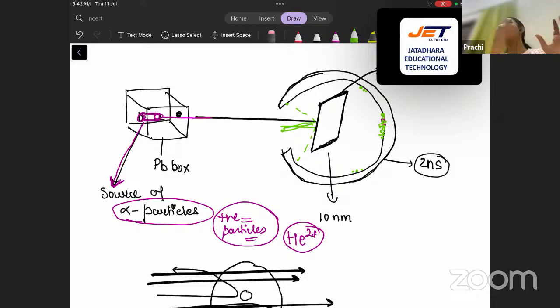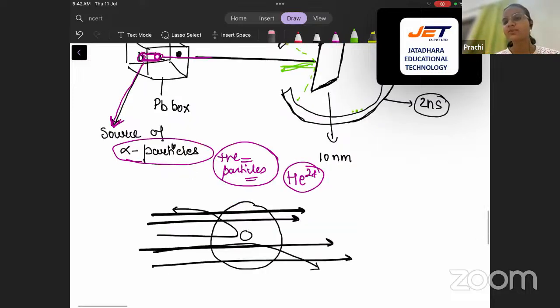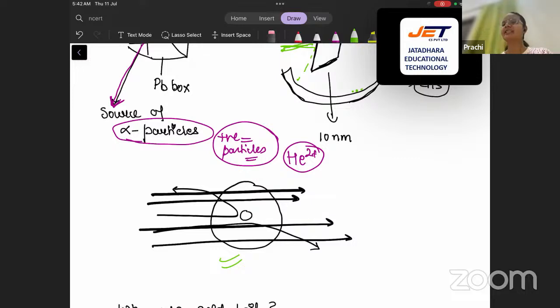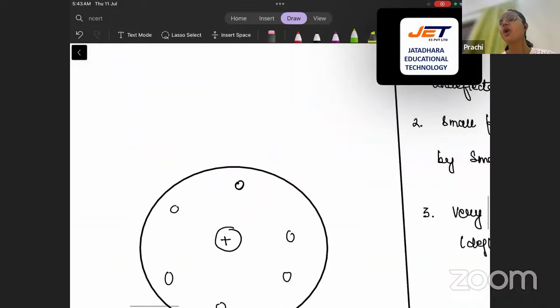They were expecting that all the particles should pass by the atom. But what they observed is that the large portion of the alpha particles passed through, but certain particles were deflected at a certain angle, and some of them were deflected back completely. So this is what was happening in the experiment, right? Now we will try to understand why this was happening and what model they came up with from these observations. So let's see what their observations are.